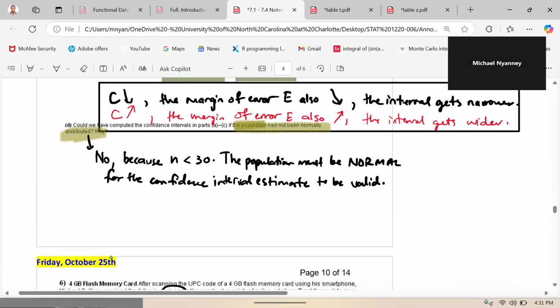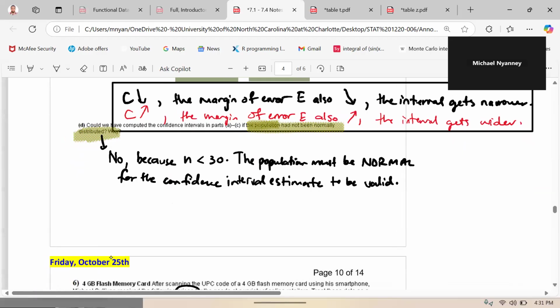Okay. So could we have computed a confidence interval in part A3 if the population had not been normal? We are doing this assuming the population should be normally distributed because n is less than 30 and we can't apply the central limit theorem. The population must be normal for the confidence interval to be valid. Okay. So note this as well.